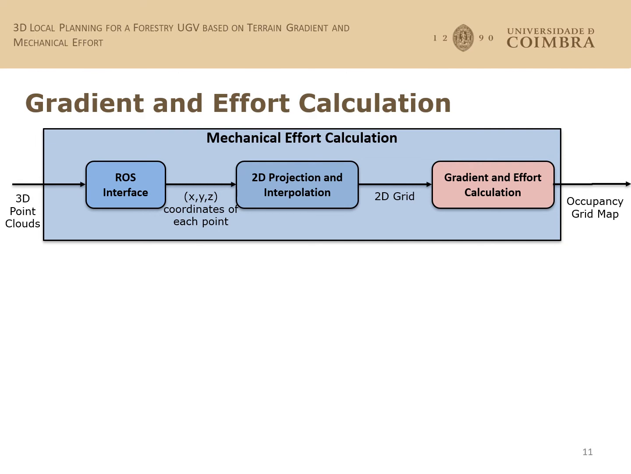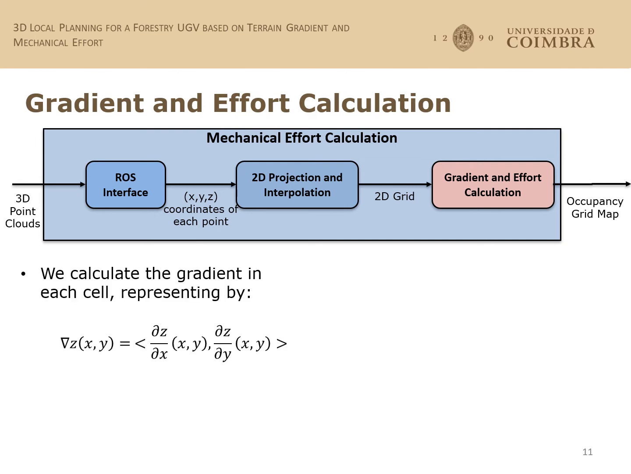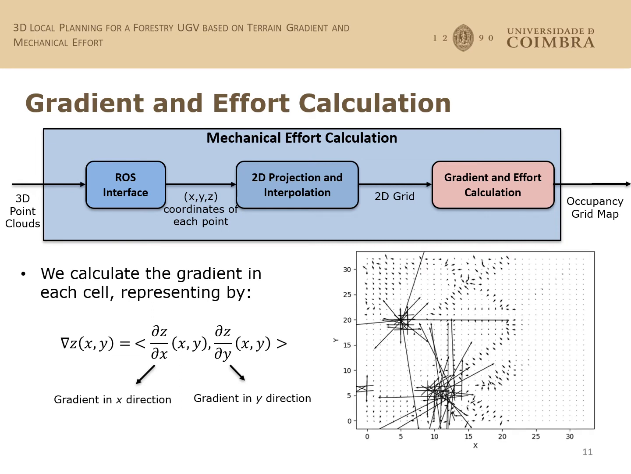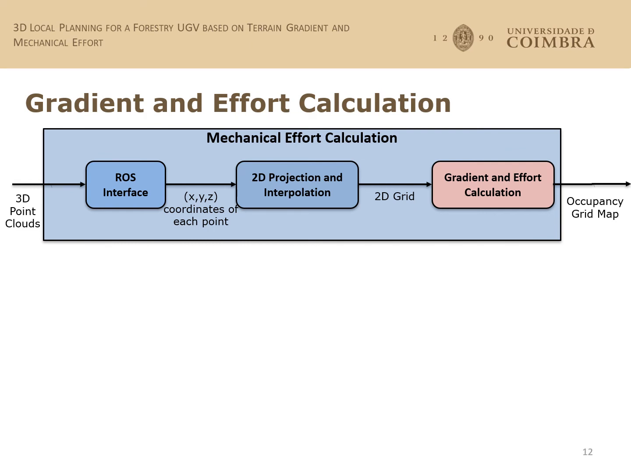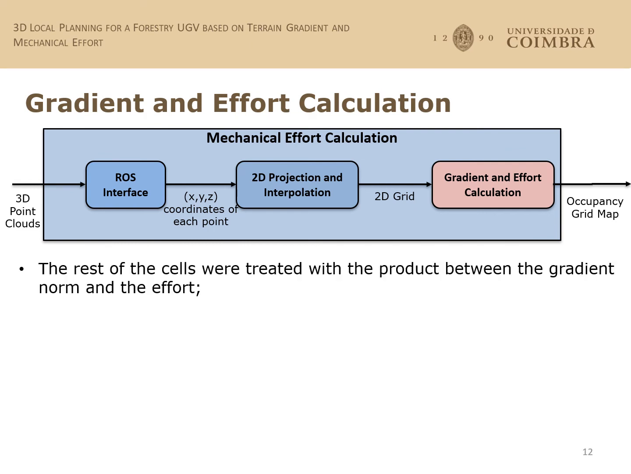The 2D grid that comes from the second block is used by the third block to calculate the gradient and the effort. In this block, we start by calculating the gradient in each cell, representing them by the gradient in x direction and the gradient in y direction. This results in the right plot, where you can see the gradient arrows. All the cells with gradient norm above a certain threshold that was empirically chosen were automatically considered as an obstacle. The rest of the cells were treated with the product between the gradient norm and the effort.